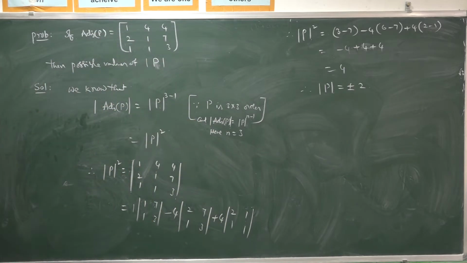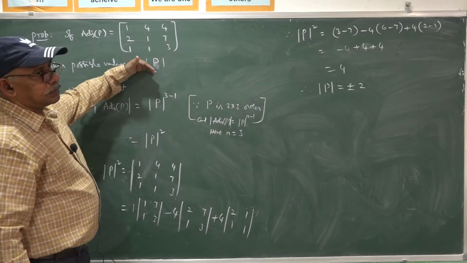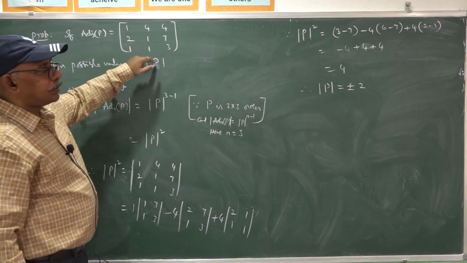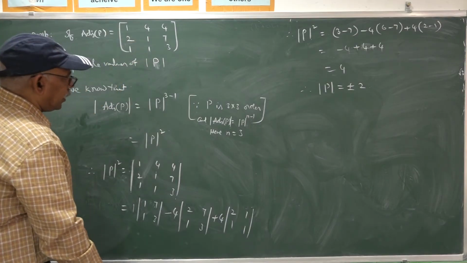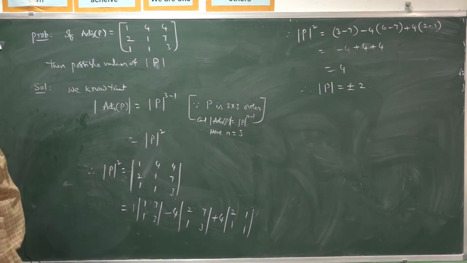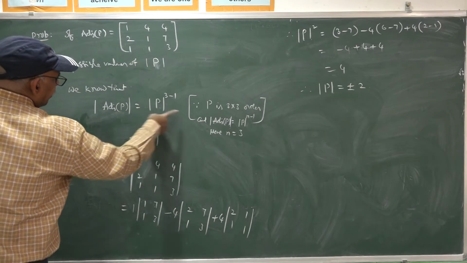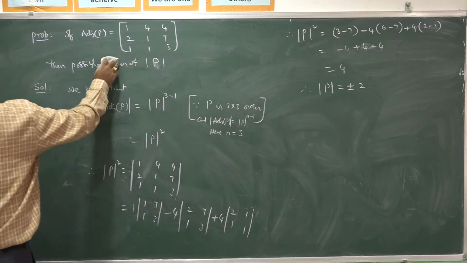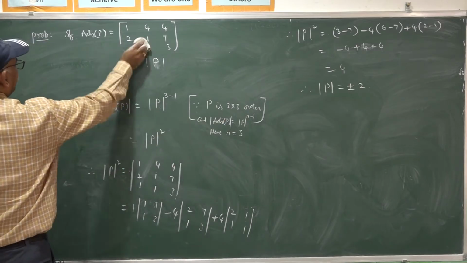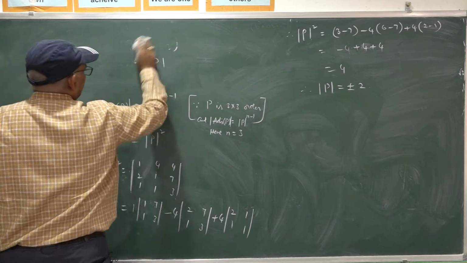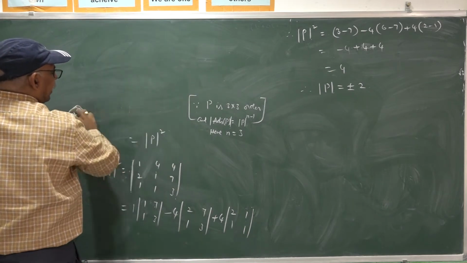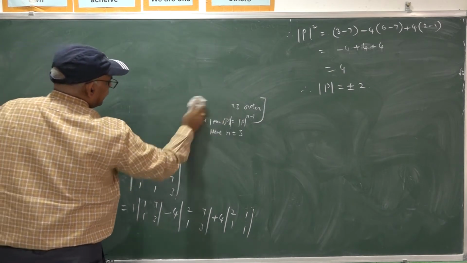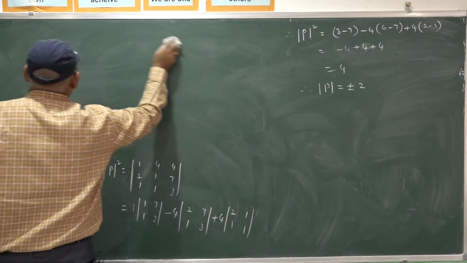Once the adjoint of P is given, you can find the possible values of the determinant of P. The determinant of P is either 2 or minus 2, the possible values of det P. This is an important formula: the determinant of the adjoint of the given matrix is det A whole power n minus 1, where n is the order of the matrix.